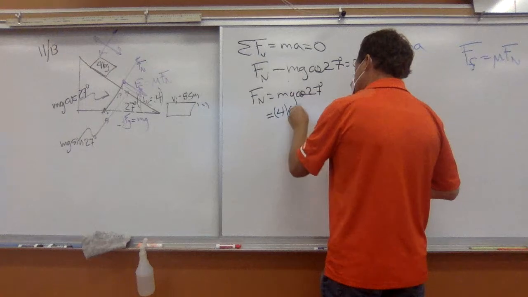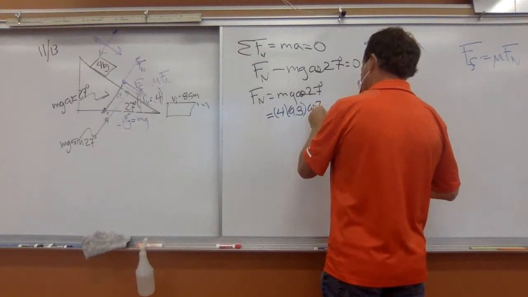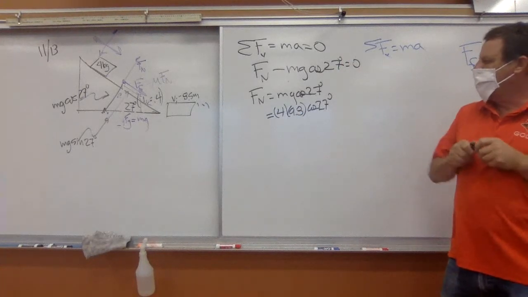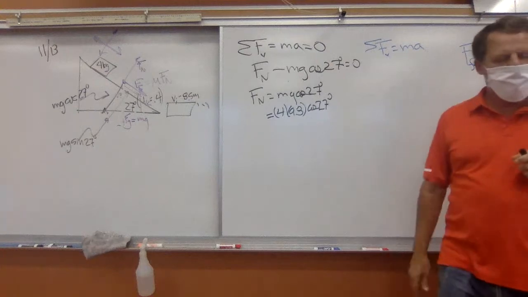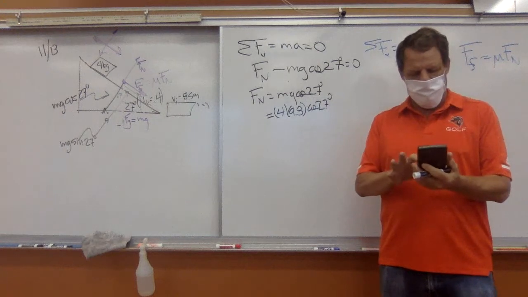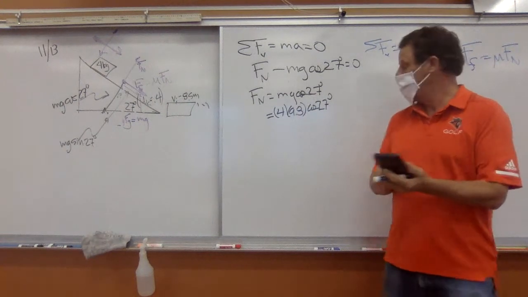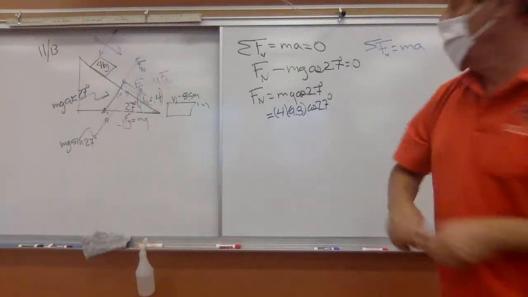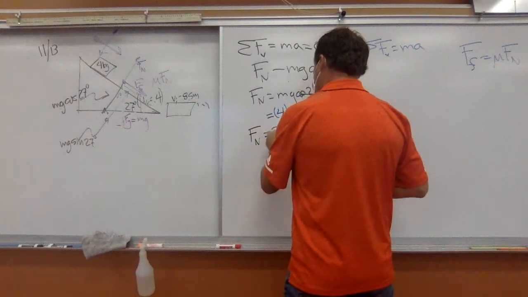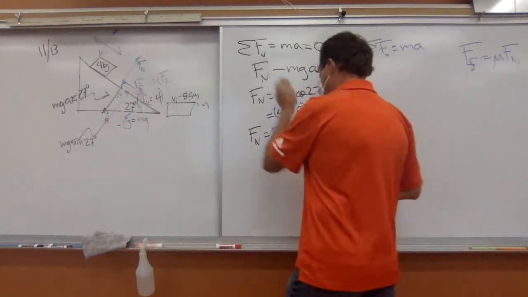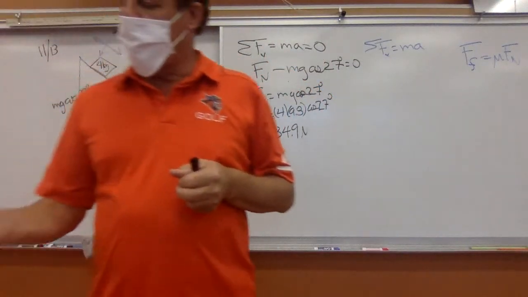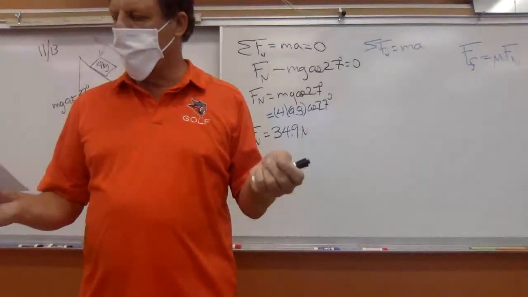And we know that this is 4 times 9.8 times the cosine of 27 degrees. 4 times 9.8 is going to be 39.2. 39.2 times the cosine of 27 is around 34.9. So we now know that this force normal is equal to 34.9 newtons.